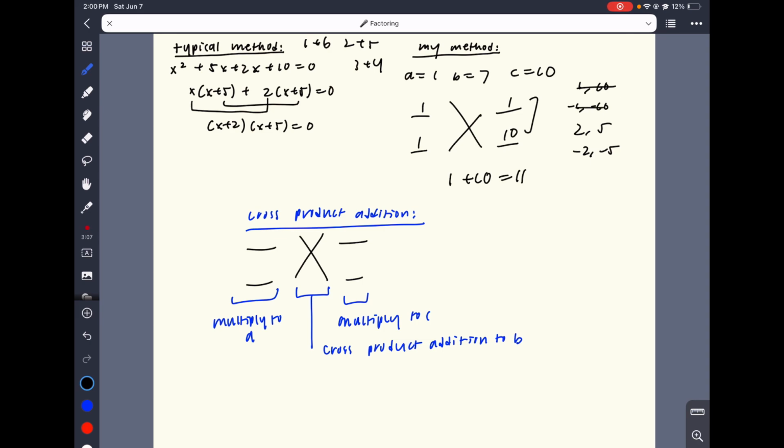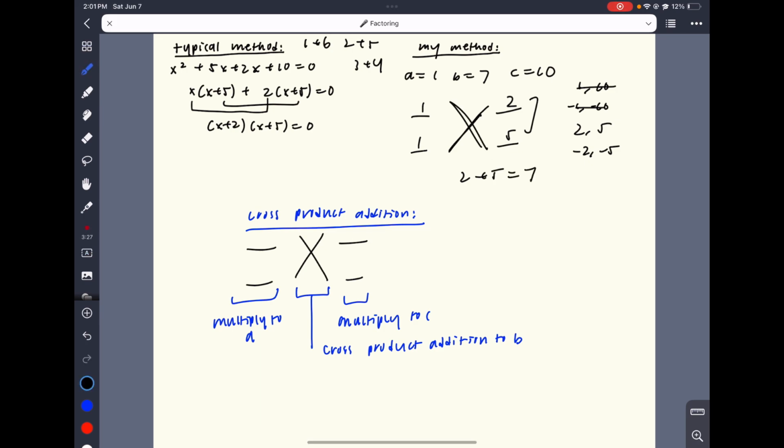So then let's try 2 and 5. Let's put 2 here, 5 here. 1 cross 2 is 2. 1 cross 5 is 5. And adding up, 7. That is what we want.